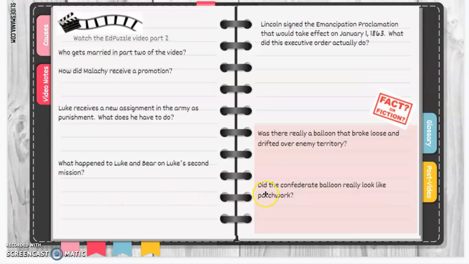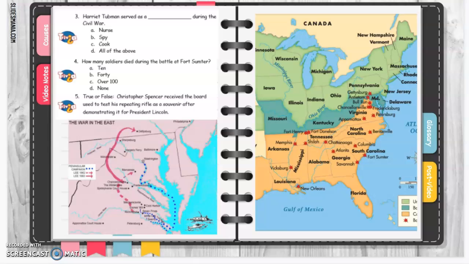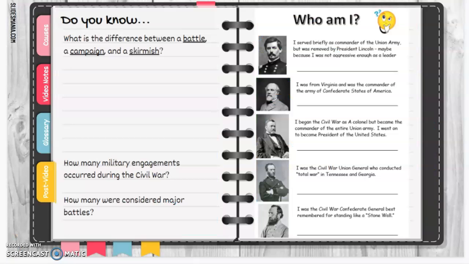And then a couple more fact or fiction things, like did that really happen that we saw in the video. We will do a little bit of mapping here too to make some connections between where things took place and how close some of the battles were with one another. So that's kind of the setup we used for distance learning.